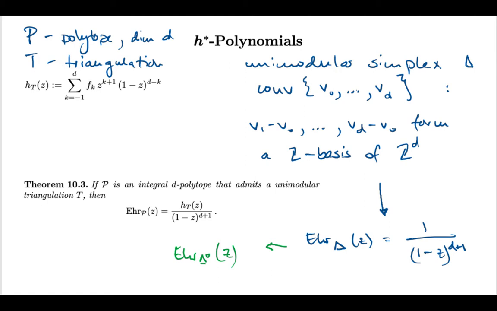We talked about the situation that we have an integral polytope with a unimodular triangulation. And in that case, the H-star polynomial, the numerator of the Ehrhart series of the polytope, is given by the H polynomial of the triangulation. We already said this is a very special situation. What we'll do now is prove a generalization, if you want, of this theorem 10.3 to the general case. We have an integral polytope and we have some triangulation, not necessarily unimodular.